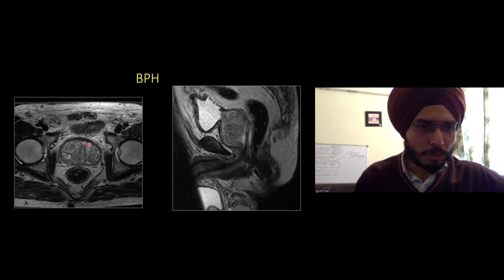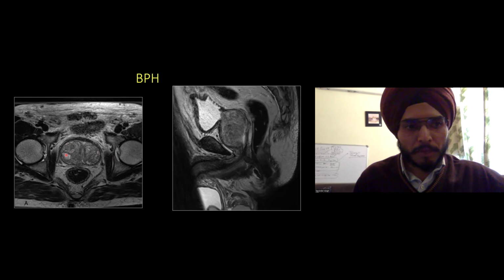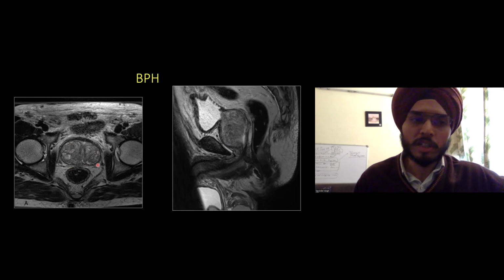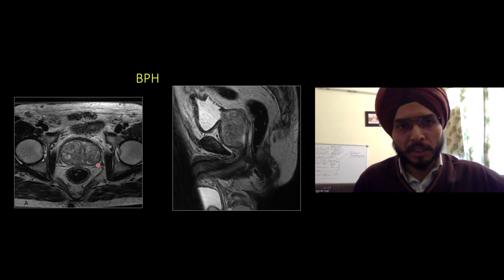In here also, the margins are relatively smooth and the peripheral zone is stretched out. This was a case of benign prostatic hyperplasia, and no suspicious lesion was seen to assign a PIRADS category.